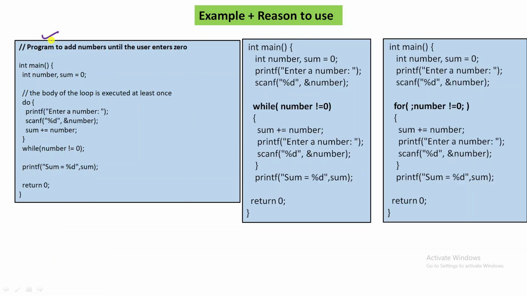So this is the program that we just saw using the do while loop, and this is the same program using the while and for. Output will remain the same. But before this, let me show you this code in Visual Studio using the do while loop.